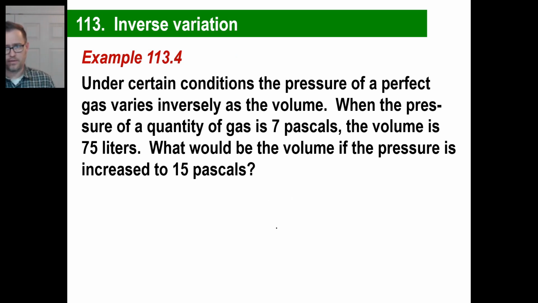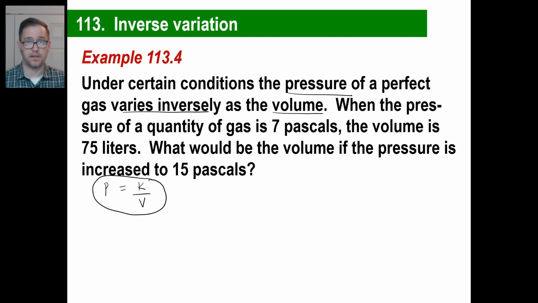All right, let's try one. Under certain conditions, the pressure of a perfect gas varies inversely as the volume. Okay, well, let's do it. The pressure varies inversely as the volume. We're going to use that equation, just like we did a couple of slides ago. When the pressure is 7, don't worry about pascals and all that stuff. So let's go ahead and put the numbers in. Pressure is 7. The volume is 75.